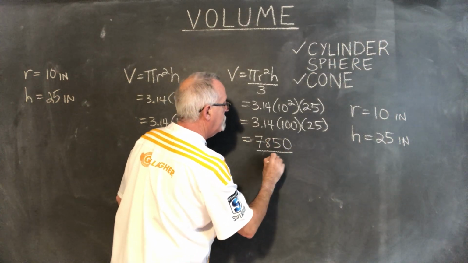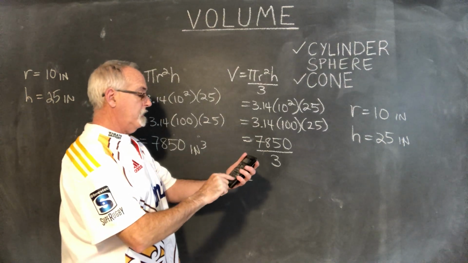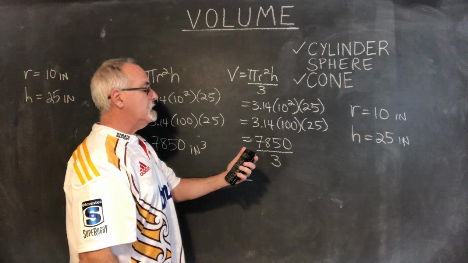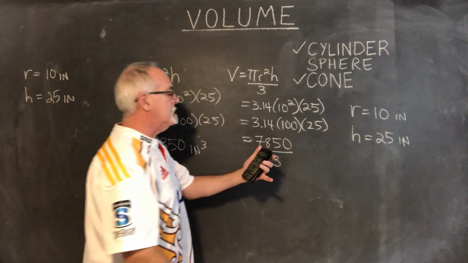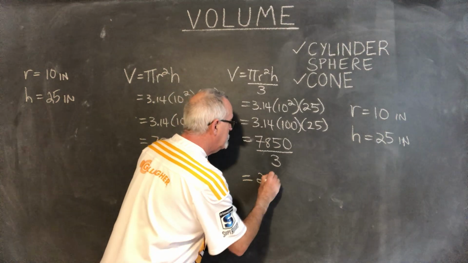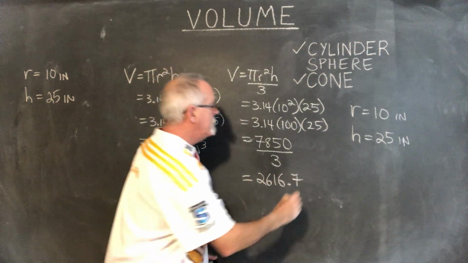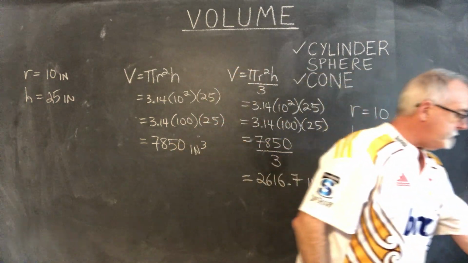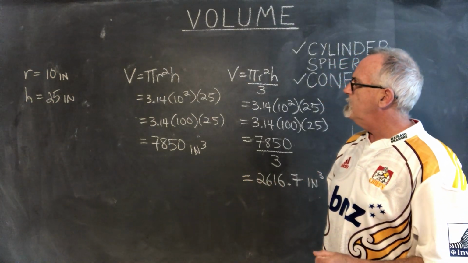But I have to divide by 3 because this is a cone. Oh, there it is, still in there, divided by 3. Now I have a decimal, 2616.666. So I'm going to round to the nearest tenth. 2616.7 inches cubed. Done.